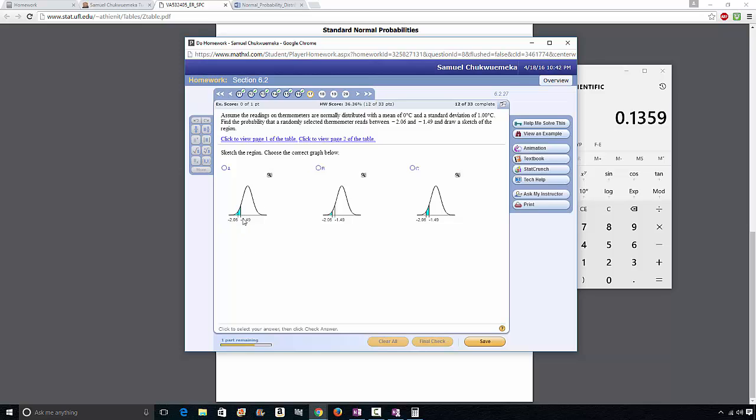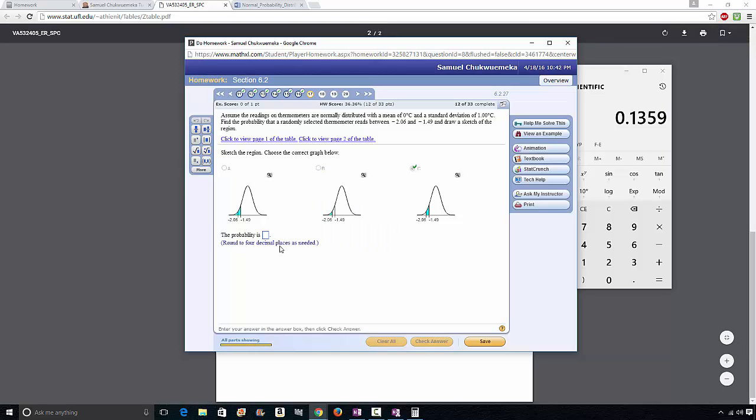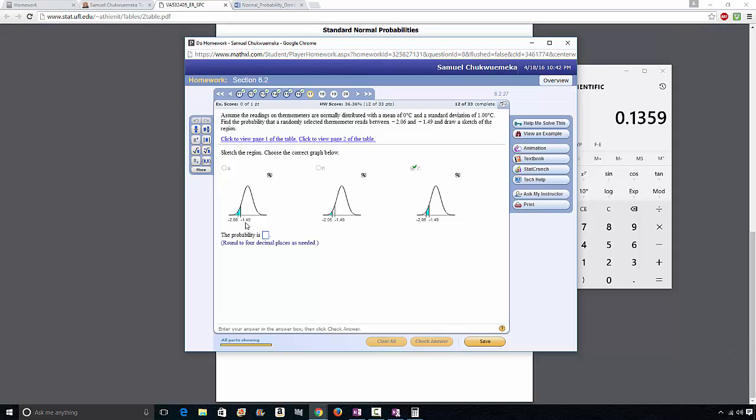Okay, so this area minus this area gives us this area. This is the area that we are being asked to find right here. Now, let us find the area for, and you know, this is bigger than this, of course. Negative 1.49 is greater than negative 2.06, just like your number line. So let us find the probability for the z-score of negative 1.49, and also the probability for the z-score of negative 2.06, and we subtract it.